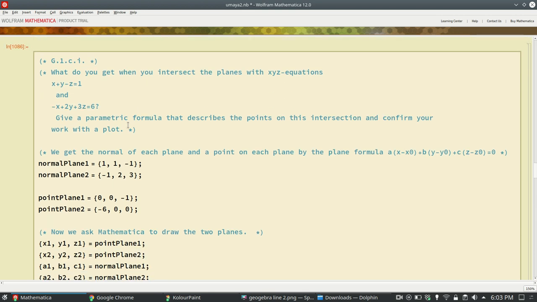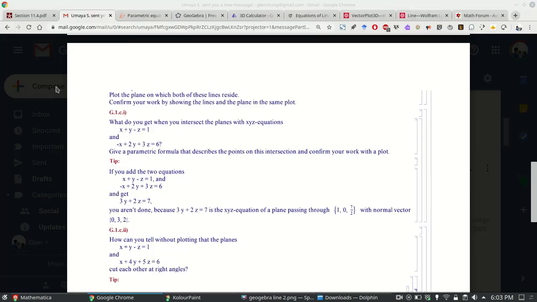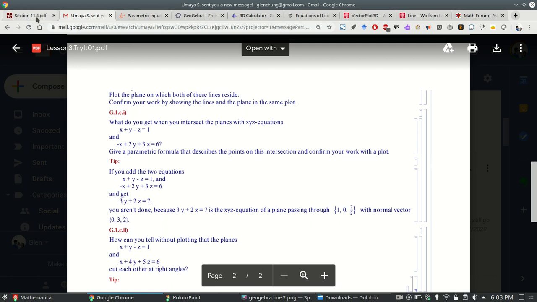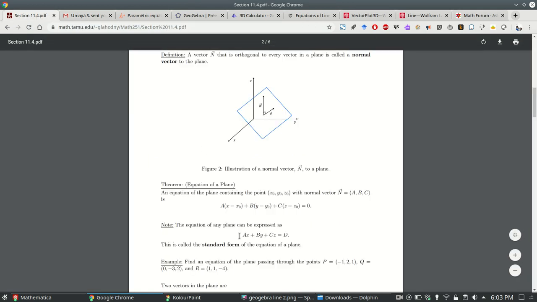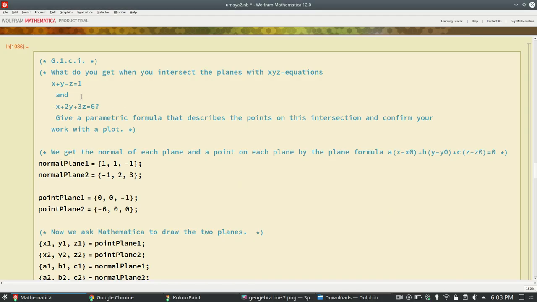So first, we had to get a normal of each plane. To get the normal for plane 1, the normal is easy if you use the generic XYZ equation of the plane. There it is. Normal is ABC. And that is convenient because that's what they gave us. They gave us 2 planes with generic XYZ equations. So the normal for plane 1 is just the coefficients there. Plane 2, just the coefficients there.